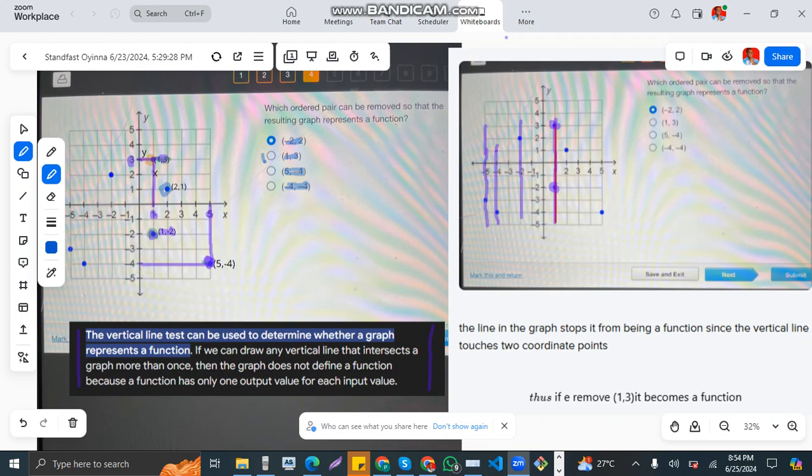So once you remove this point, you understand that if you now draw the vertical line, it's not going to touch 2 points because you have removed (1, 3). It's going to touch only one of the points. So this is how to do the vertical line test, and this is how to know which ordered pair you're going to remove to make a graph a function.